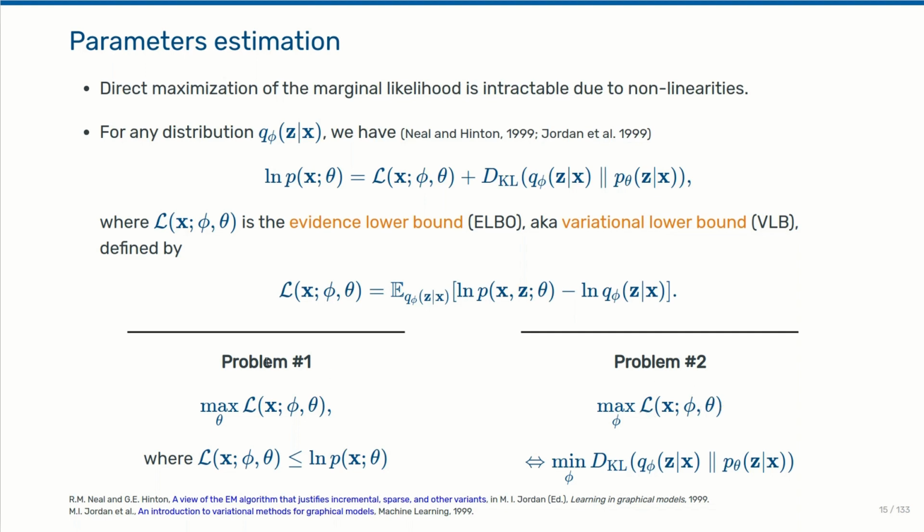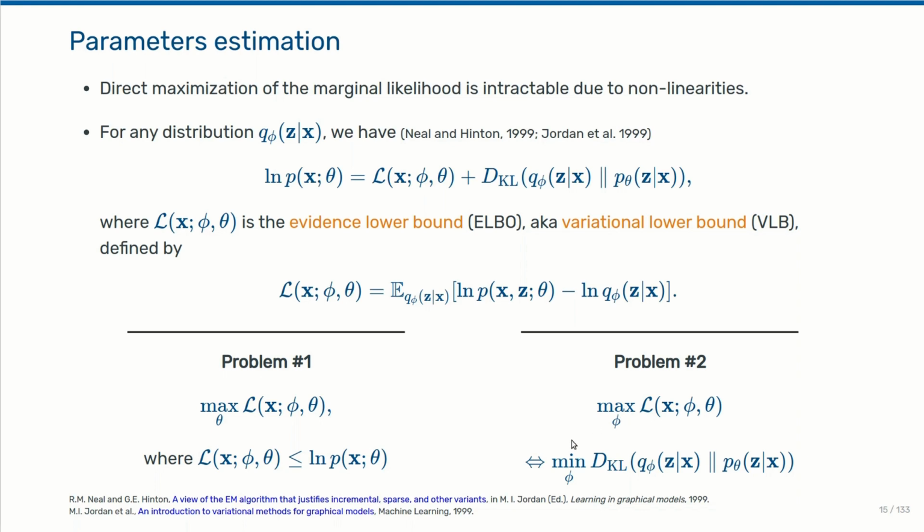And then in problem 1, I am pushing this lower bound. So by maximizing with respect to the two sets of parameters, theta and phi, I am actually getting this lower bound tight to the log likelihood and pushing the lower bound, and therefore, hopefully, the log likelihood as well.